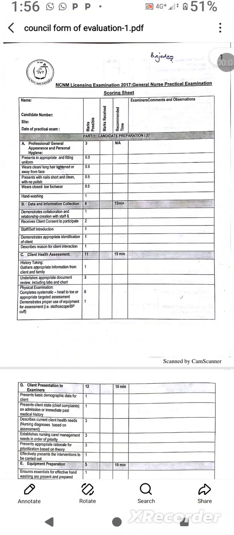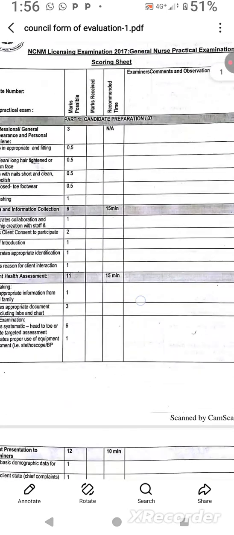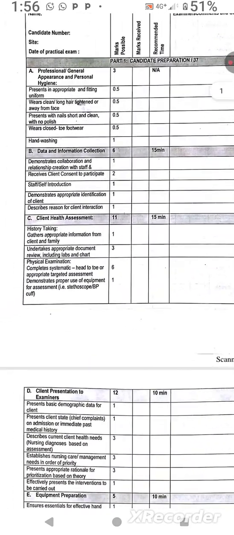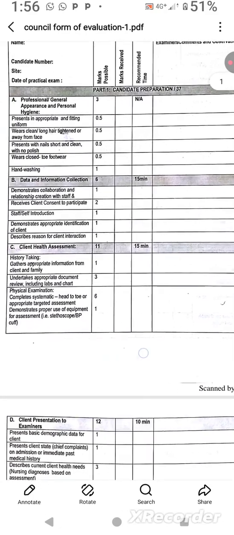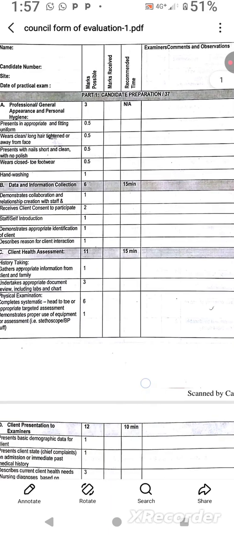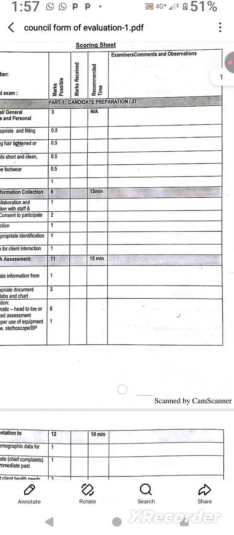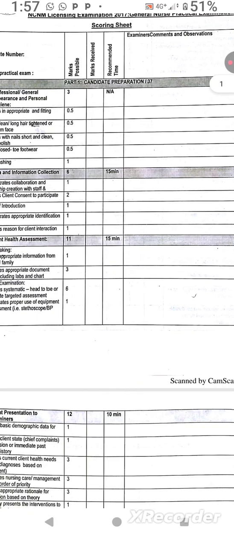We are going to deal with the council form of evaluation of the NCNM licensing examination. The first one is candidate name, site, and the date of practical exam. The total scoring sheet is out of 100. Then we have marks possible, marks received, and recommended time.